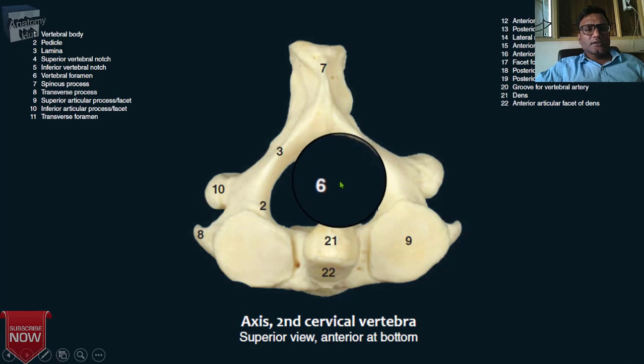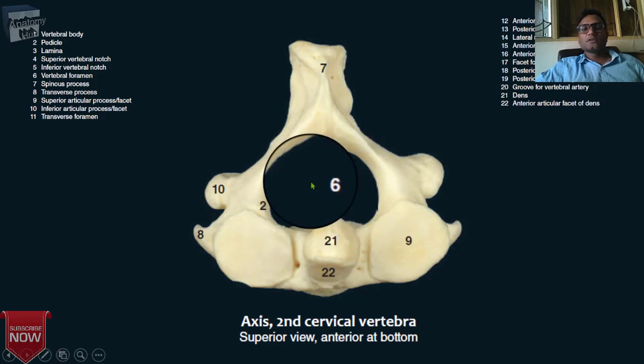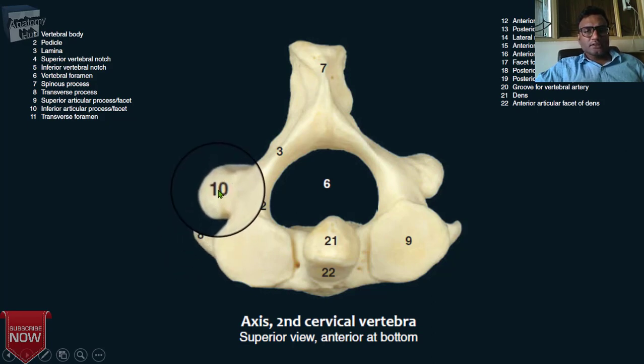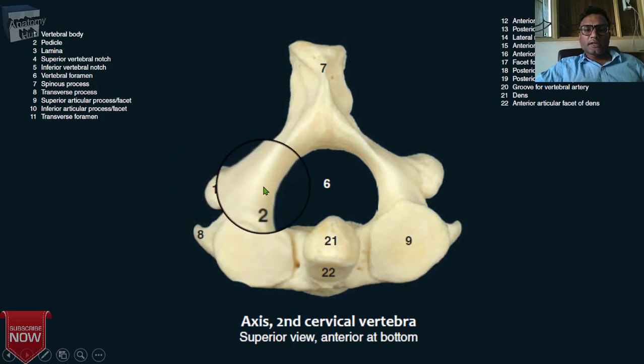Through this vertebral foramen pass the spinal artery, spinal vein, and mainly the spinal cord, which occupies most of the space over here. And here you can see this is your transverse process, and here you will see the inferior articular process and the facet that you will find over here.